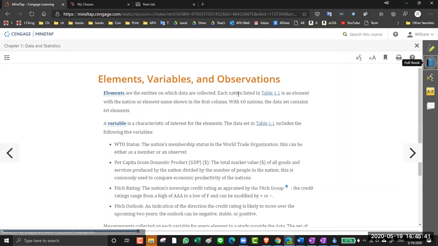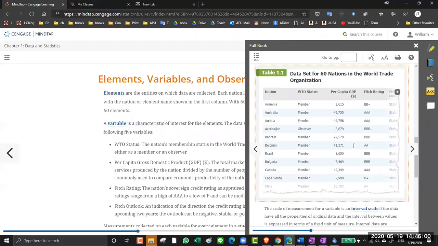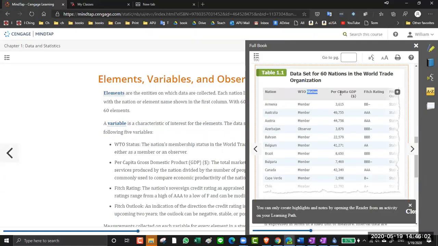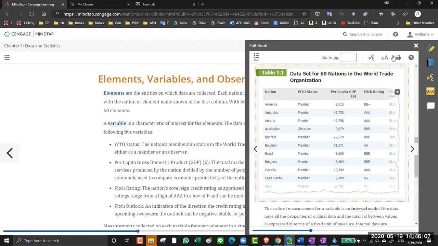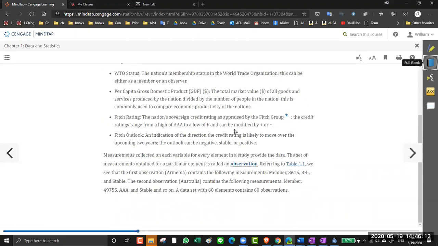All right. And then the variables are the attributes or characteristics of interest in the particular data set. So what are the variables here? This one, this one, this one, and this one. Right. All right. And now we have another word called observation.